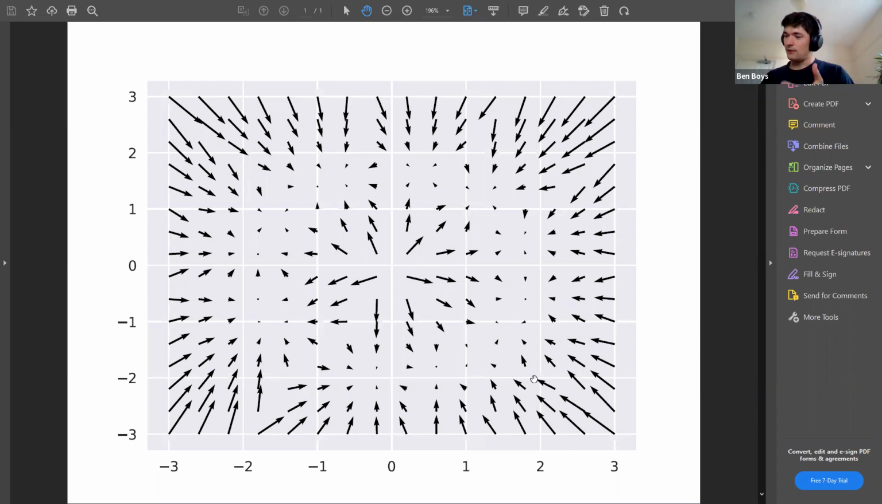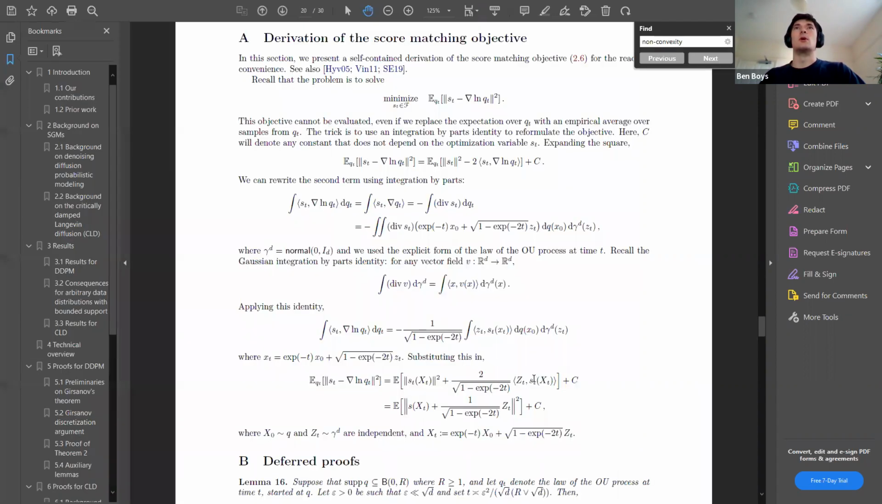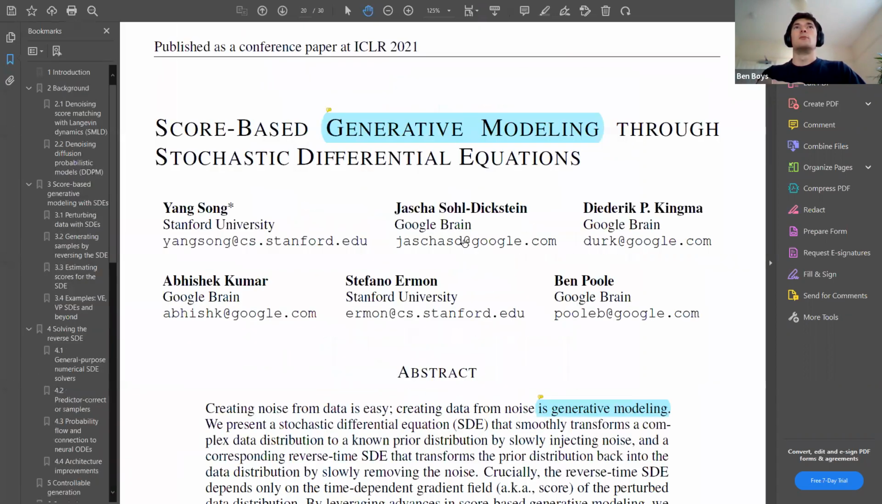So when there's not enough data and we want to explore the whole space, then we can use SDEs to kind of temper this distribution and sample from it more easily. So that is essentially what we use the SDE for.